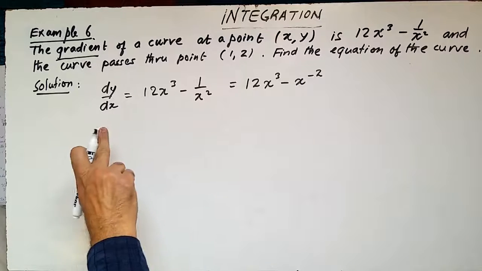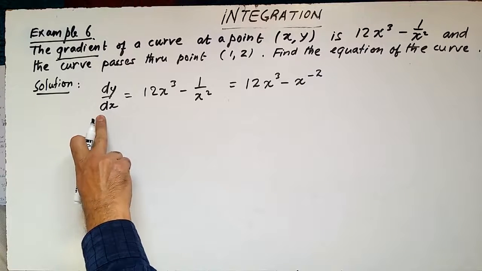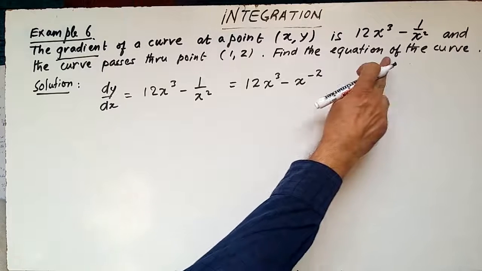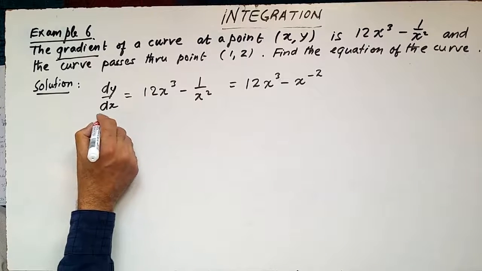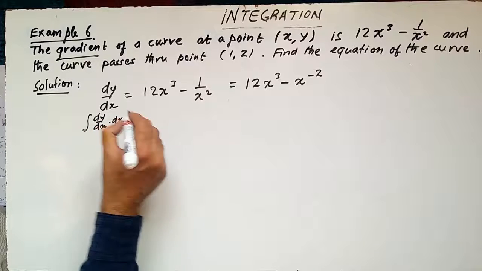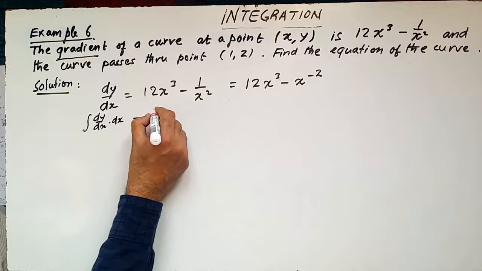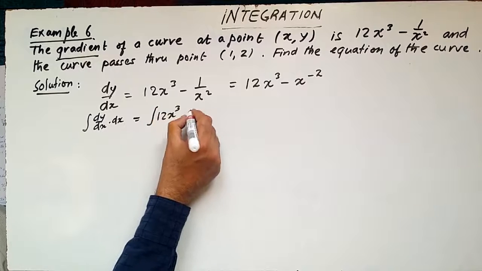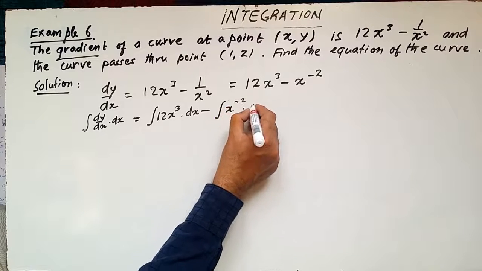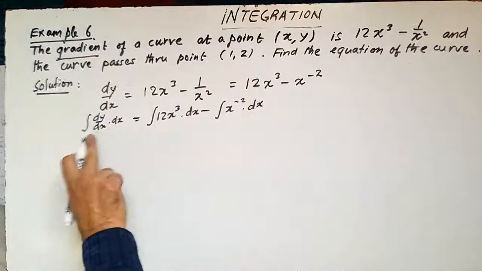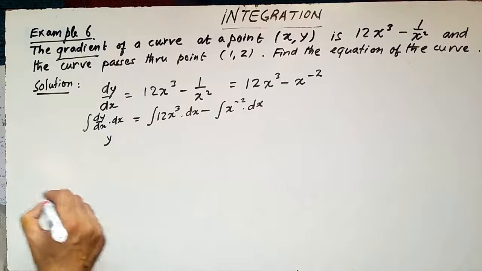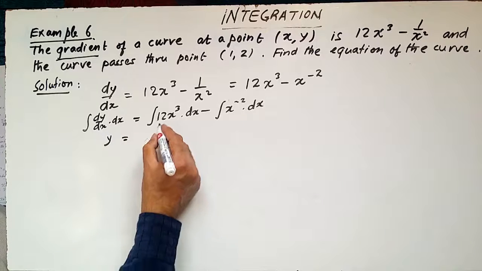Now since we know that differentiation is the reverse of integration, if we were to integrate this, we would get the equation of the curve. So it's the integration of dy by dx with respect to x is equal to integration of 12x cubed dx minus integration of x to the power minus 2 dx. If we integrate this one, we get back y. So y is equal to the integration of this one. Now let's integrate this one.